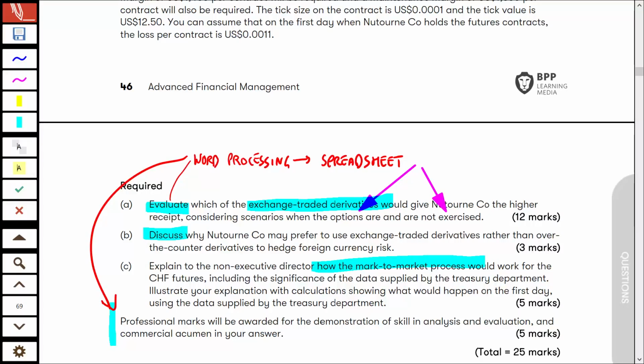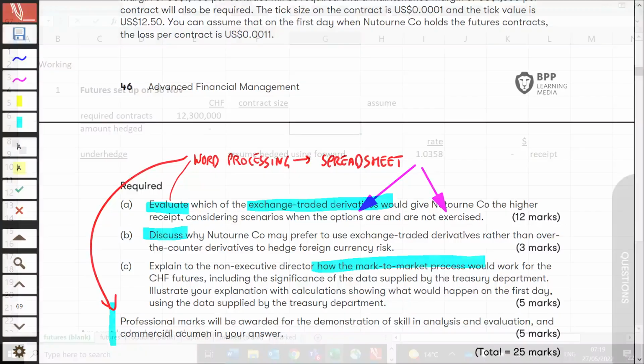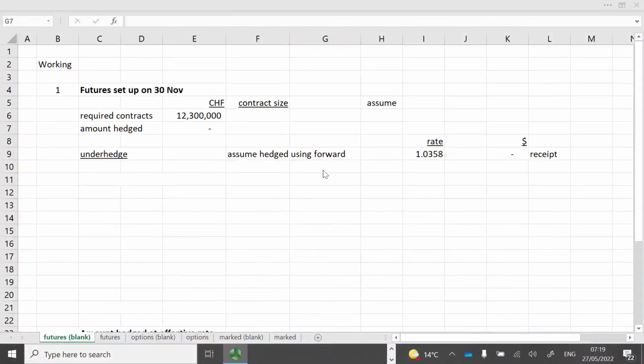Okay, so let's start with the spreadsheet function just to pick up a couple of the initial points, and we'll start with the futures calculations. Okay, so just setting up a few simple workings. 12.3 million of Swiss francs is what we require cover for, and the contracts are in Swiss francs.